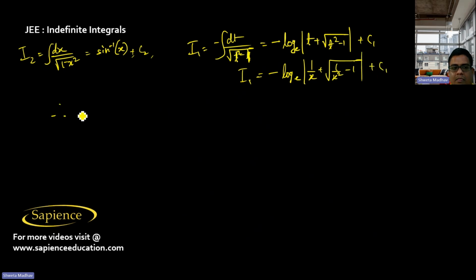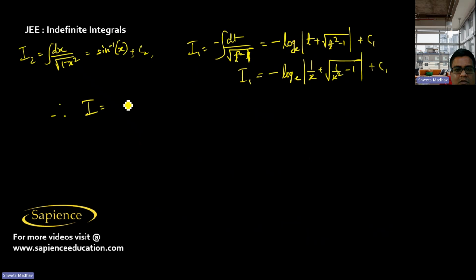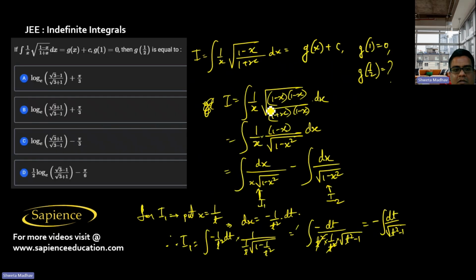So therefore integral I is I1 minus I2. So it is minus of log base e mod of 1 by x plus root over 1 by x square minus 1, then minus sine inverse of x. This will be plus c1 minus c2. So that will be plus some constant c, I can say.